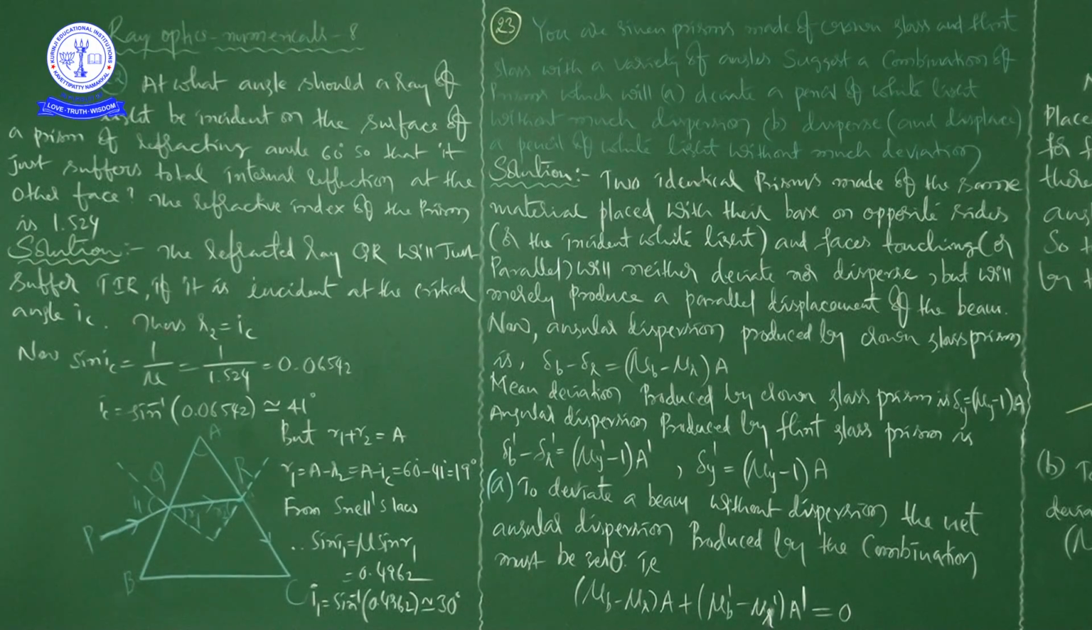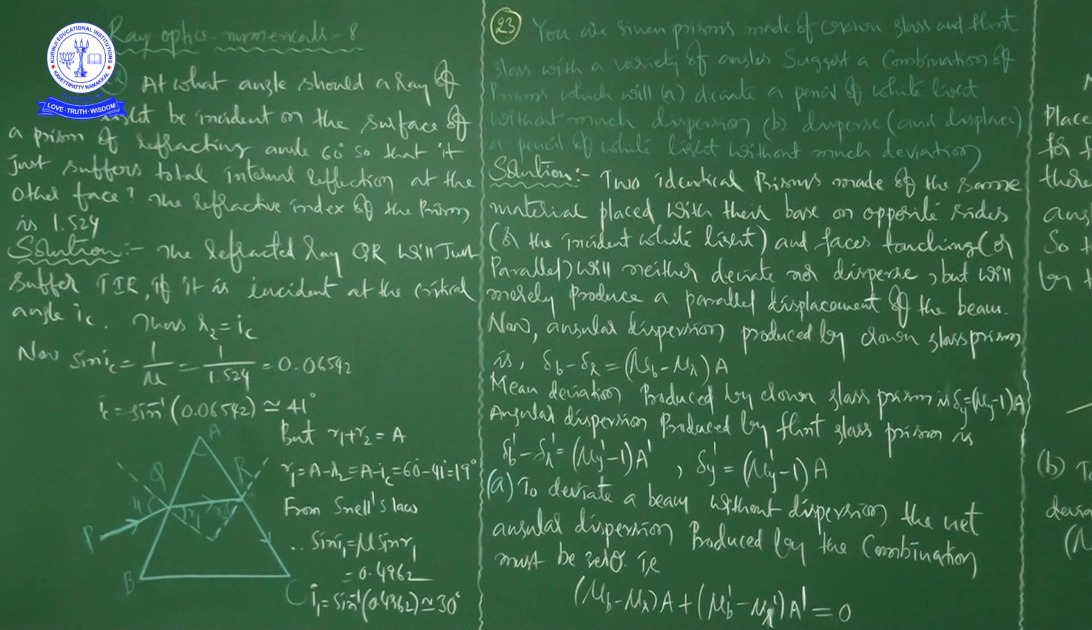Critical angle is the angle of incidence for which the angle of refraction is 90 degrees, right? So see here, this is R2. When the ray is going to be totally internally reflected, then we can write R2 is equal to IC, right?